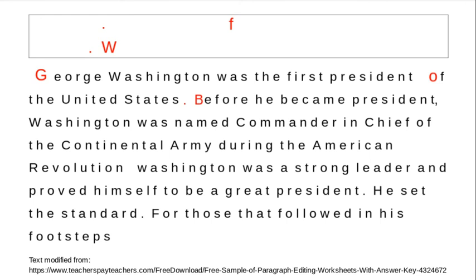George Washington was the first president of the United States. That's a complete thought. That's a complete sentence. Before he became president, Washington was named Commander-in-Chief of the Continental Army during the American Revolution. That sounds like that's also a complete sentence right there. I'm going to put a period after revolution and make the next W in Washington capitalized.